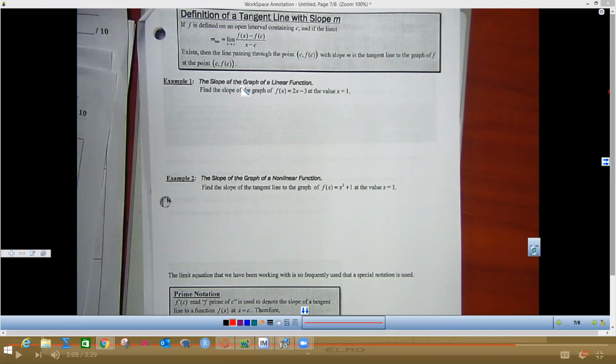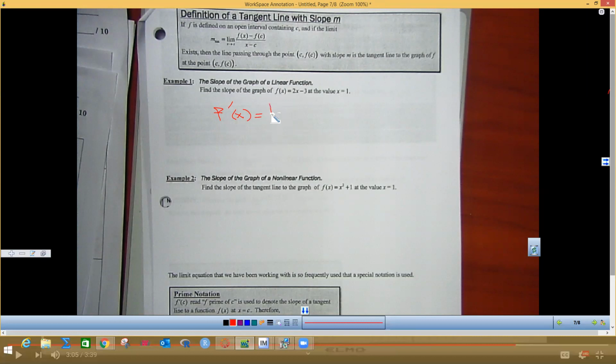So this says find the slope of the graph of f of x when x is 1. Well, there's a way in calculus we write slope. We call it f prime, because this is f. F prime of x is a way to write slope. As we'll find out in a few minutes, that's also known as the derivative of f.